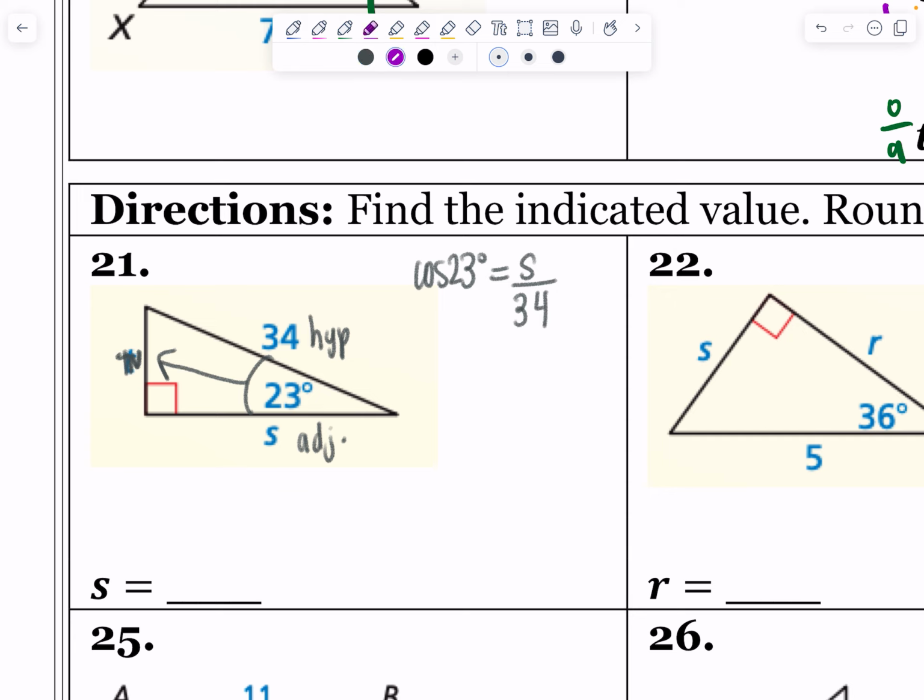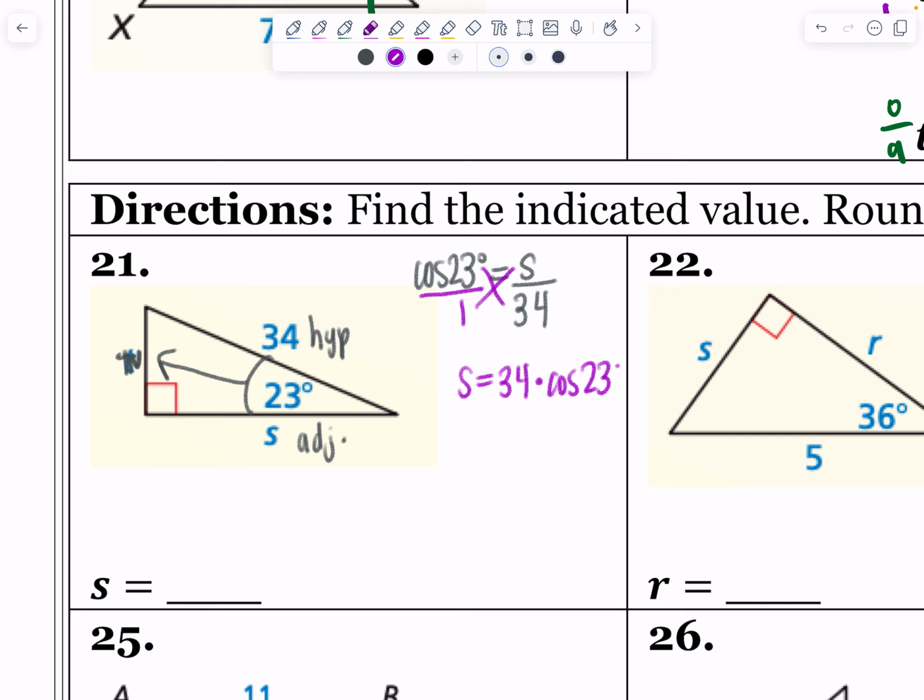When you are solving for a side length, you're going to be using what we call normal trig, the normal sine, cosine, and tangent buttons. We're going to put this over 1, and we're going to cross multiply. So when I cross multiply, S is already going to be by itself. That's going to be 34 times the cosine of 23. So I'm just going to type that into my calculator. 34 times the cosine of 23.